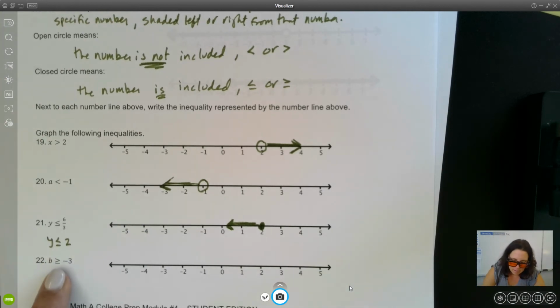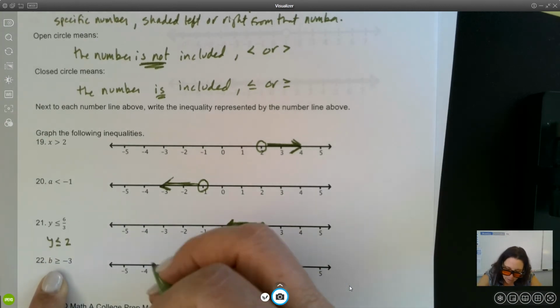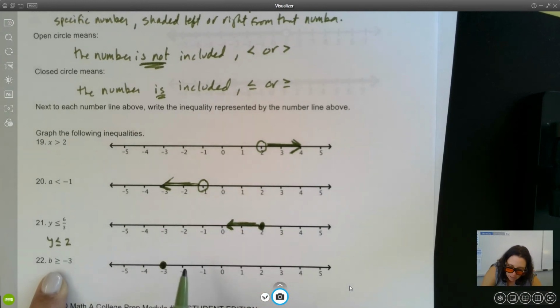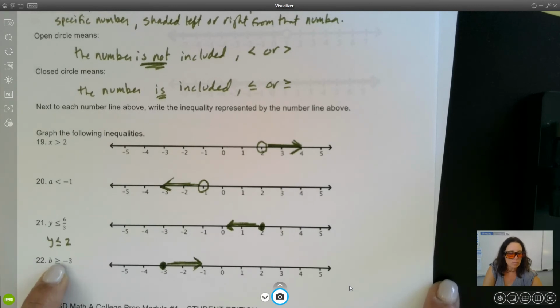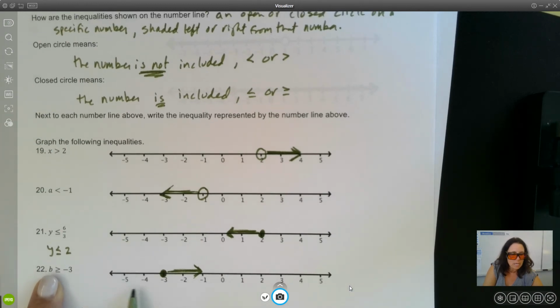Okay. All right, this guy, b is greater than or equal to -3, so closed circle on -3, and we're shaded this way. All right, that means -3, -2.5, 0, 100 are all answers to this problem. If we plugged it in here, it would make sense. But it also says everything this way wouldn't make sense. If we plugged in -5 for B, -5 isn't greater than or equal to -3. Okay?